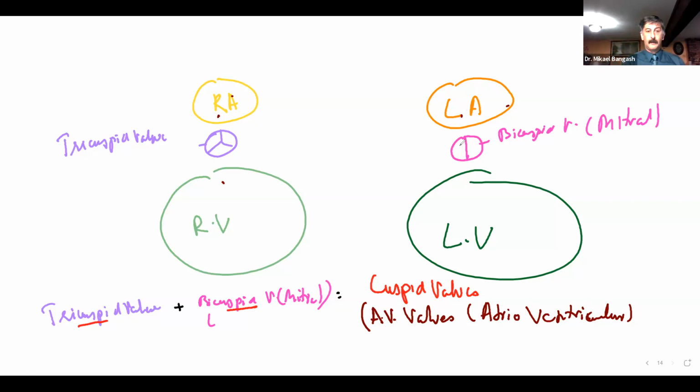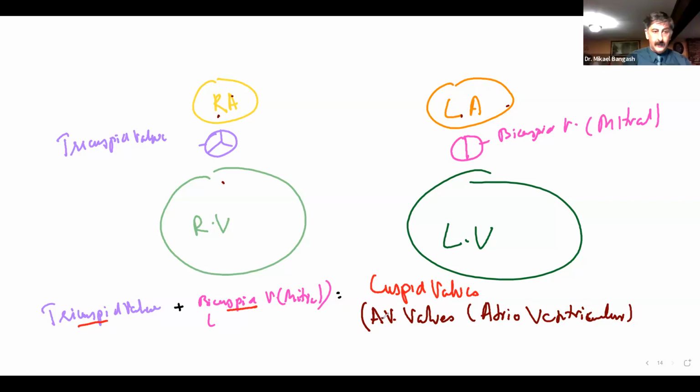So this group of valves here, between the atria and the ventricles, can be grouped together. That group can be referred to as the cuspid valves, or the AV valves, or atrioventricular valves. Did you guys get that? Okay, guys.